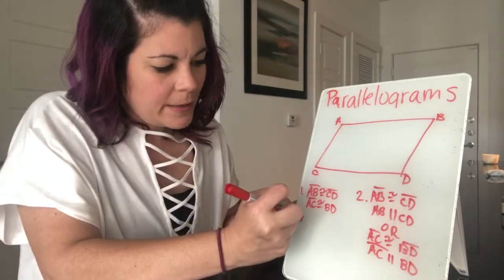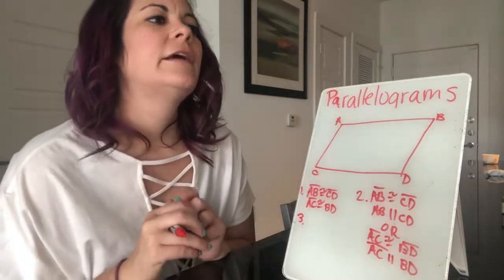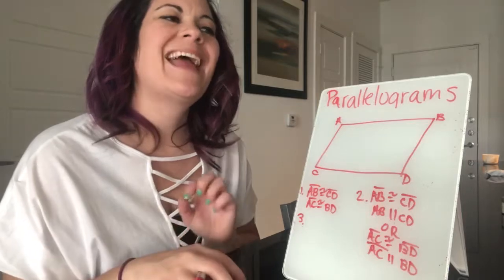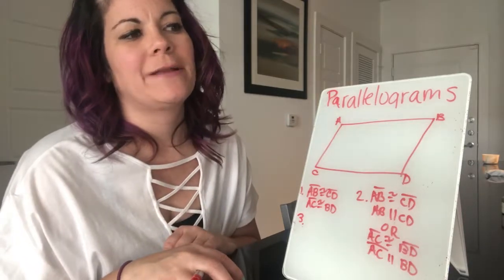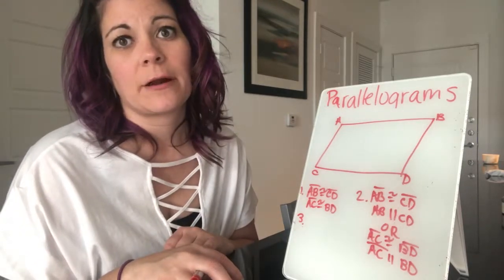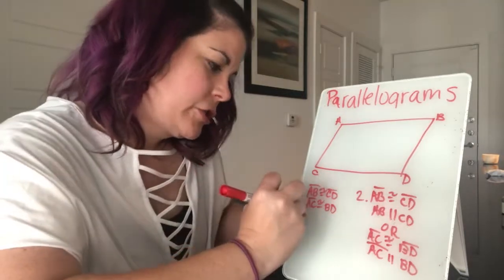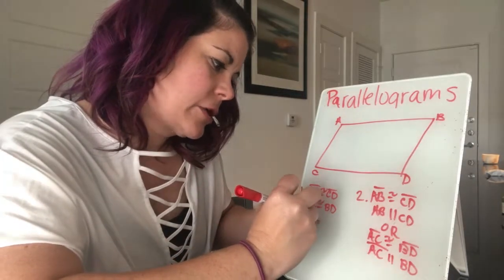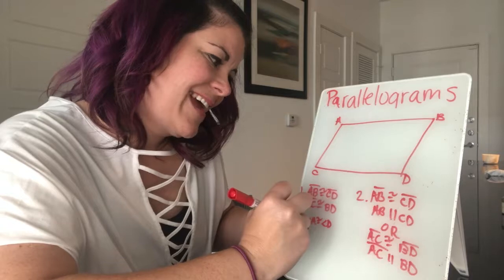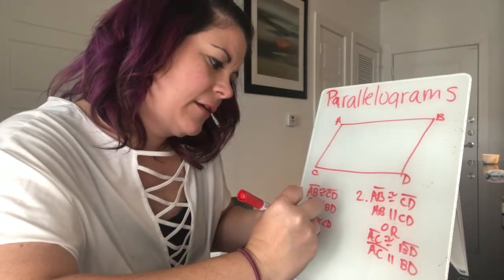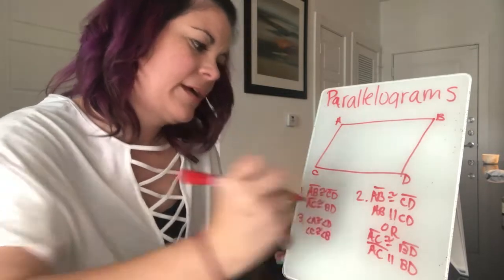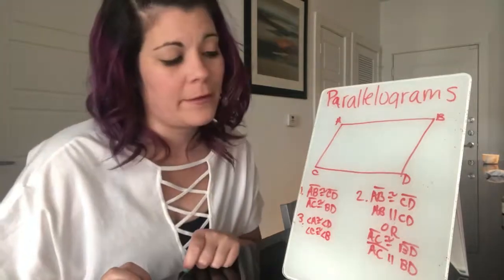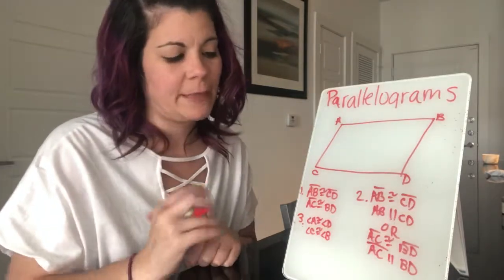Theorem 3 says if both pairs of opposite angles of a quadrilateral are congruent, then the quadrilateral is a parallelogram. That has to be both pairs. So if angle A is congruent to angle D and angle C is congruent to angle B, then we can state that it is a parallelogram. So both pairs have to be.